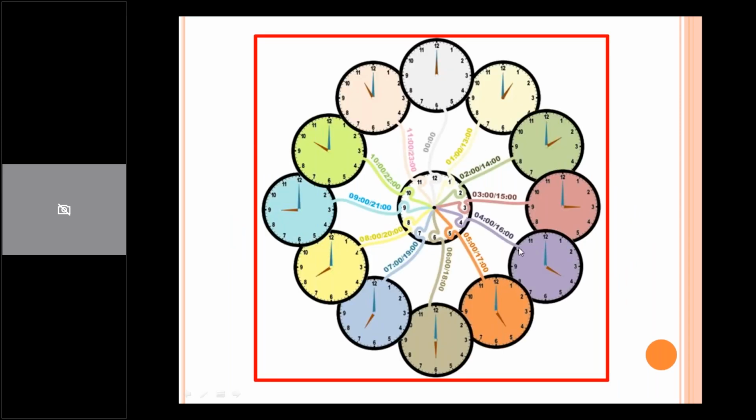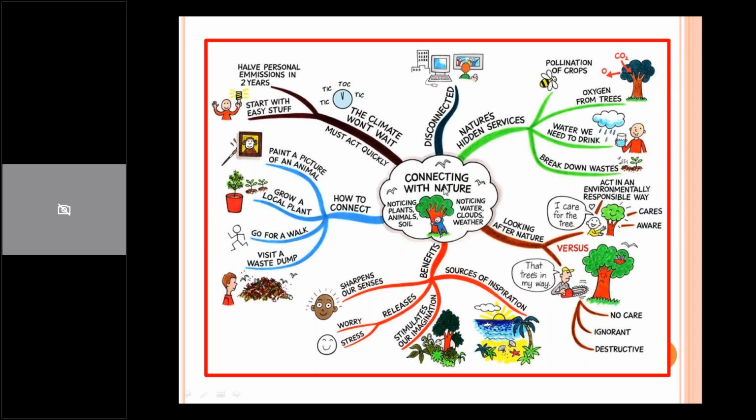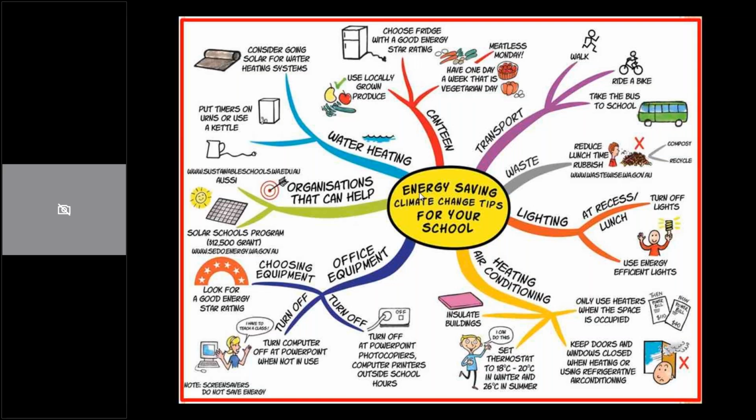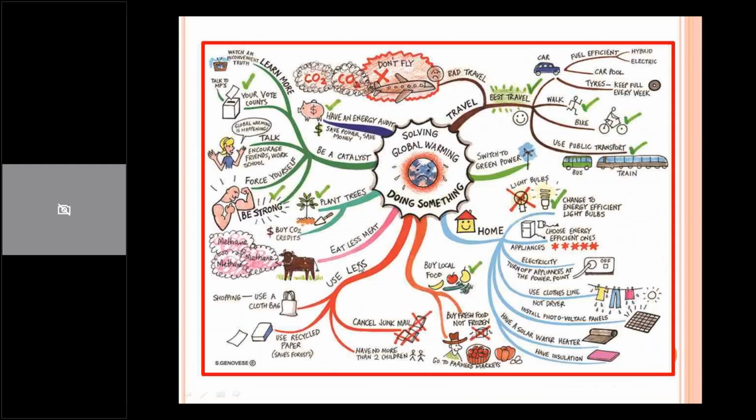This small mind map, maybe for pre-KG children, you can use to teach them how to check the time. And this is a mind map on how you can connect yourself with nature. And this is a mind map on how you can save energy in your school. I mean, in terms of lighting, in terms of waste management, in terms of transport, in terms of water heating, in terms of office equipment, how you can save.